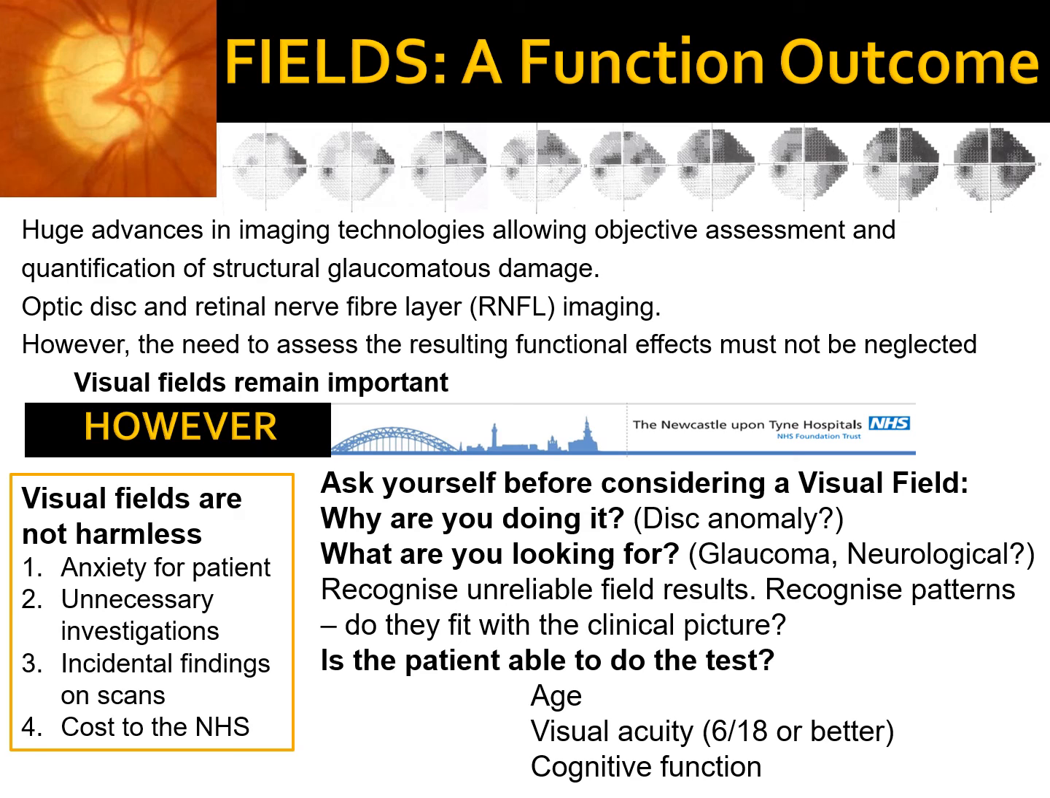So they're saying to you, ask yourself before considering a visual field, why are you doing it? Is there a disc anomaly that you're investigating? This is why this has to be the last thing you do. Pre-screening for this is just silly to me. What are you looking for? Is it glaucoma? Is it neurological? You've got to be able to recognize unreliable fields. And is the patient actually physically able to do it? Taking into account age, visual acuity, is it 6/18 or better, and cognitive function.